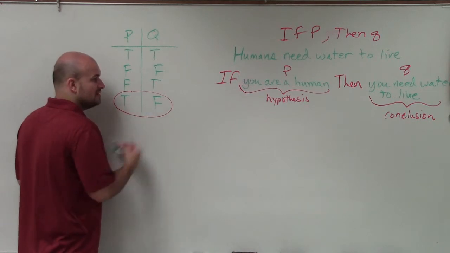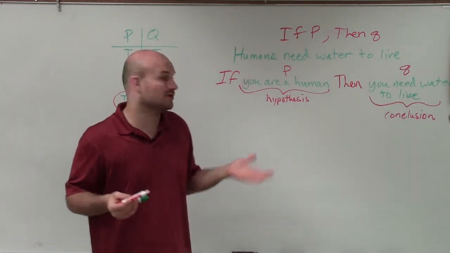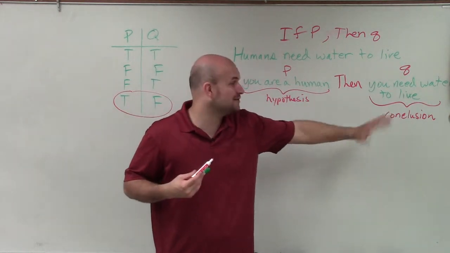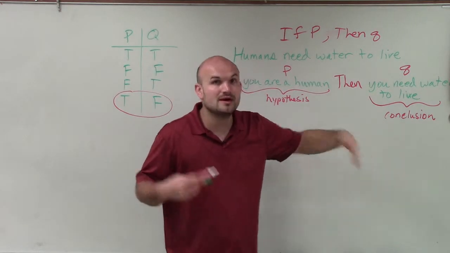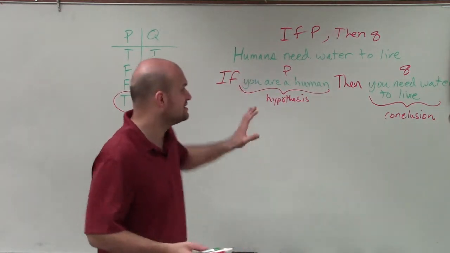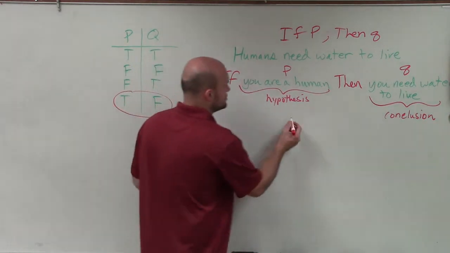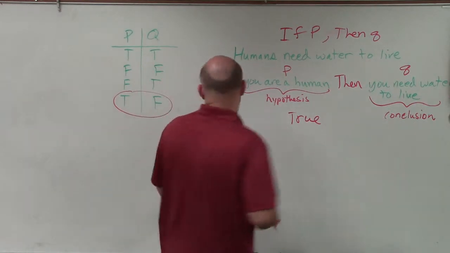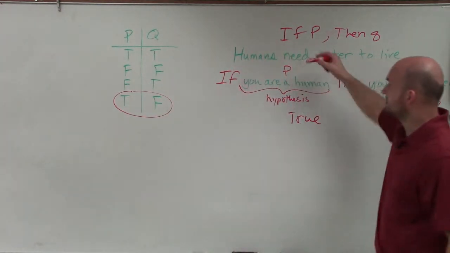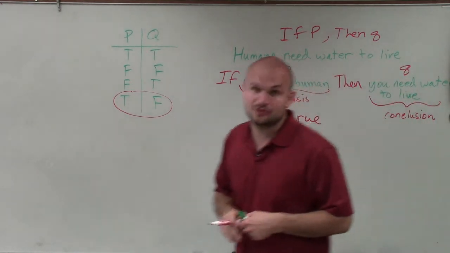But how about we are talking about a human, but they don't need water to live? I don't know how this would be possible, because as far as I'm concerned, all humans need water to live. So if you have a true and then a false, then this statement would be false. But since this statement is both true and true, it is going to be true. The only time the statement would be false is if this was true and this was false. But all humans need water to live, so that is obviously true. So our statement is going to be true.